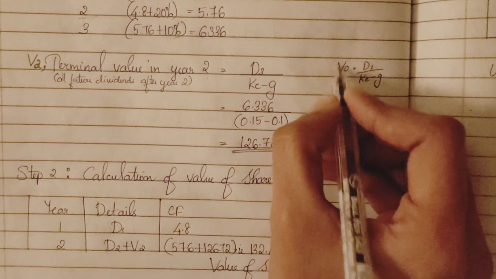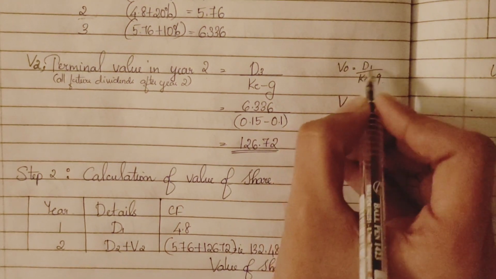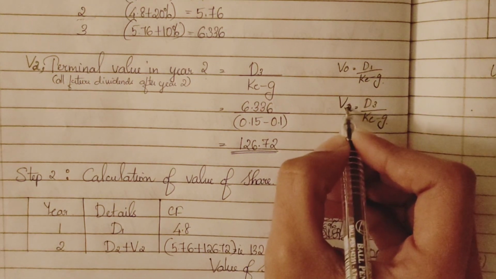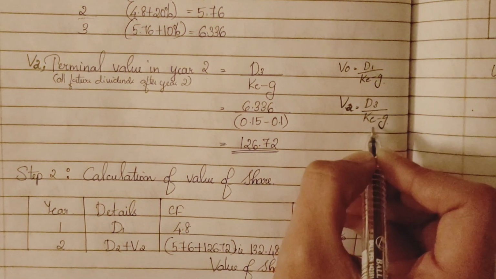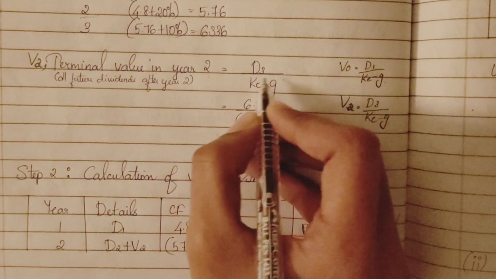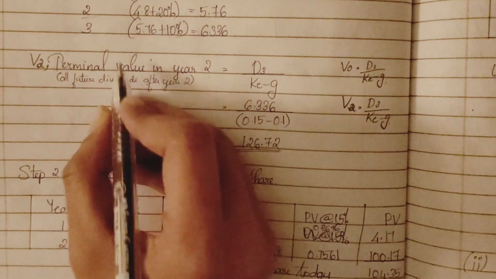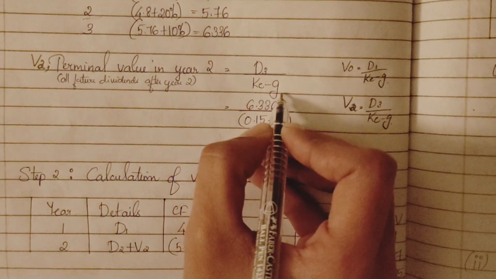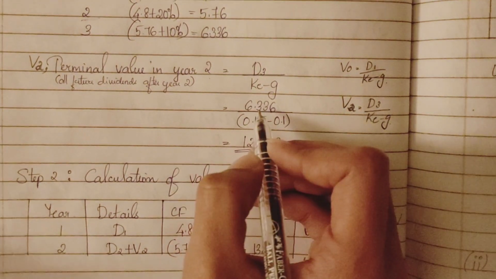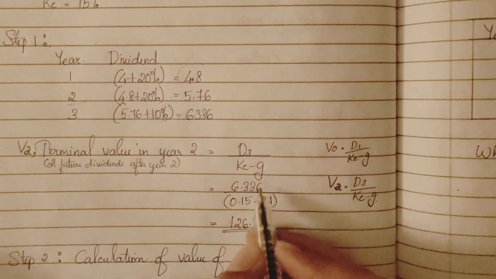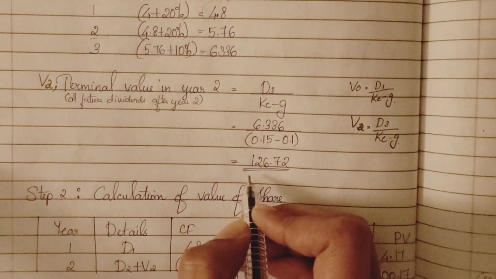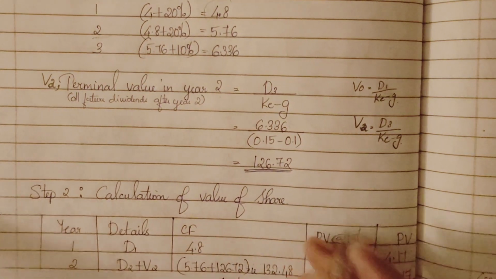So P0 value at the end of the first year is D1 divided by KE minus G. So for year 2, terminal value is D3 divided by KE minus G. So terminal value in year 5 is equal to D6 divided by KE minus G, like that. So terminal value in year 2 is D3 divided by KE minus G. D3 we already calculated, 6.336, divided by KE, cost of equity 15%, minus growth rate 10%, 0.1. So terminal value in year 2 is 126.72.